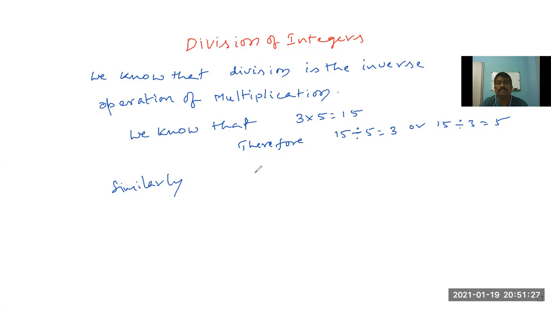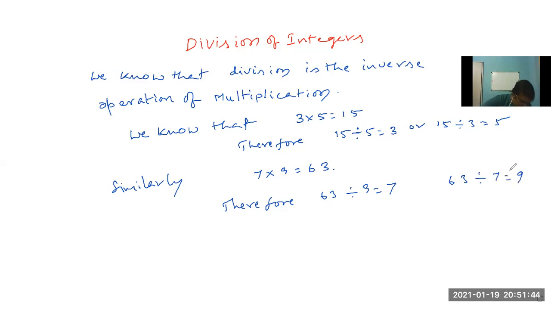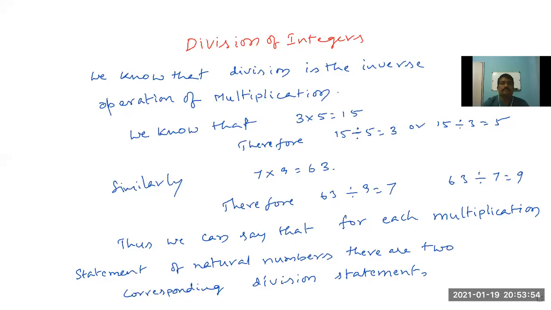Similarly, we know that 7 into 9 is 63. Therefore, 63 divided by 9 is 7 and 63 divided by 7 is 9. So, thus we can say that for each multiplication statement of natural numbers, there are two corresponding division statements.